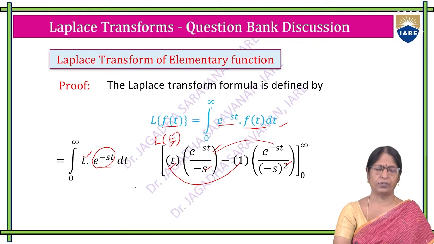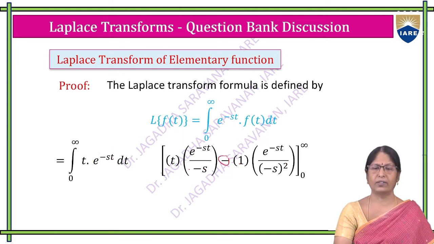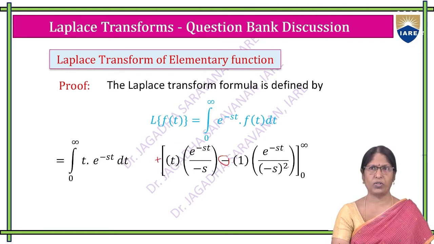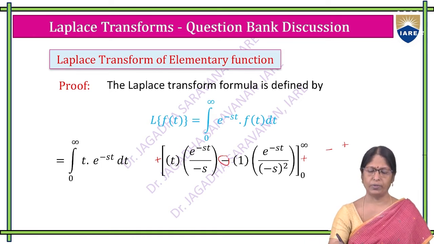Between the terms, we can see here minus is there, here plus is there, and we stop the procedure. If it is continuous, next to plus comes minus, then plus, and it goes on. Alternating signs are in between the terms. That is according to this integration technique.